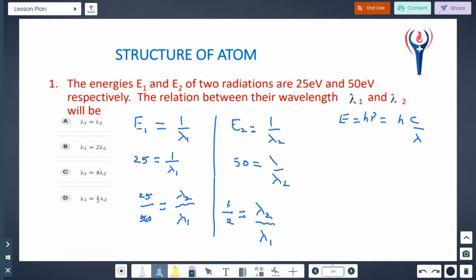So lambda 1 is equal to 2 lambda 2. Option B is the correct one. That's the relation between these two. Just remember there is a relation between energy and wavelength: they are inversely proportional. If you remember this, you can solve them. Next one.